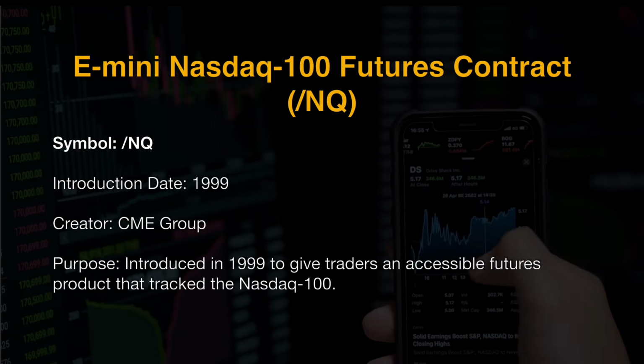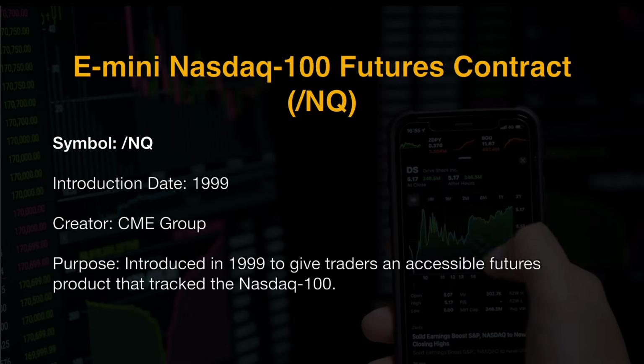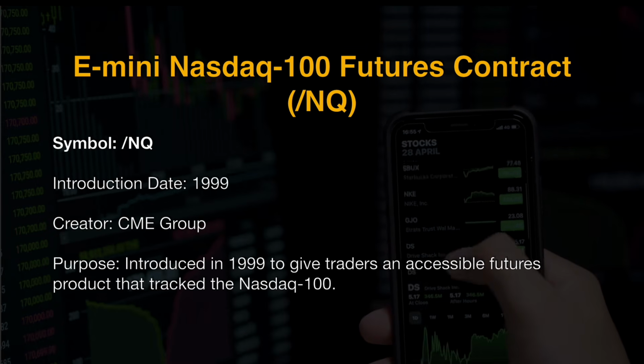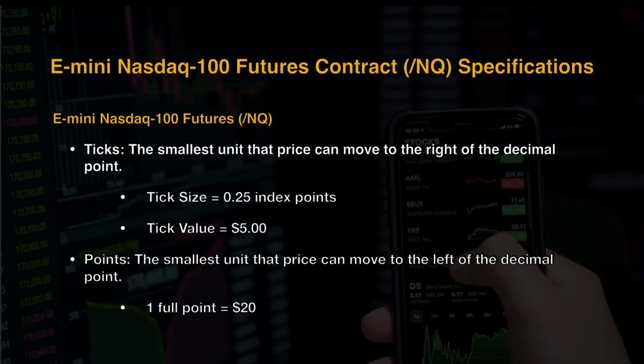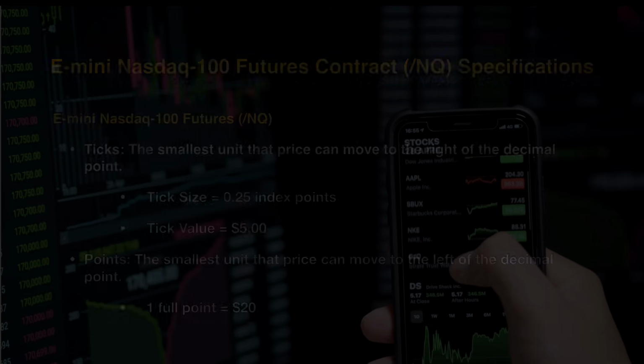It was introduced in order to give traders an accessible futures product that tracked the Nasdaq-100 index. This futures contract has a tick size of 0.25 index points, which means that there are 4 ticks per point, and each tick value is equal to $5. Therefore, 1 full point is equal to $20.